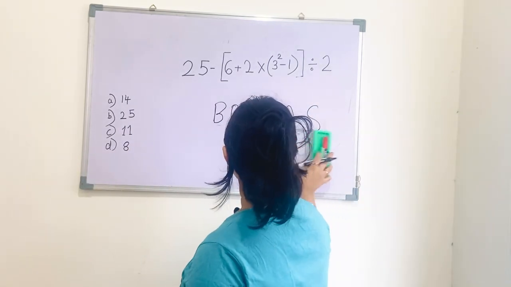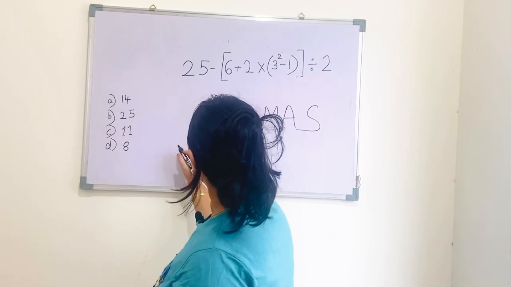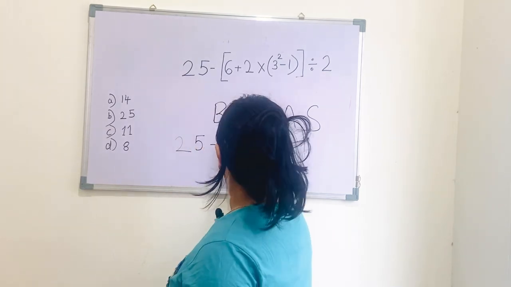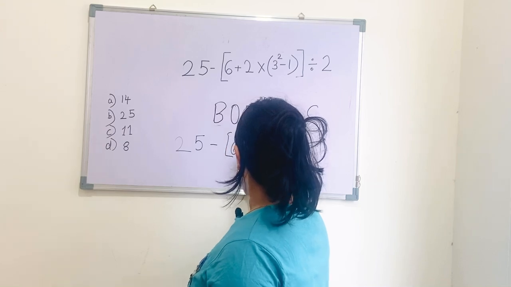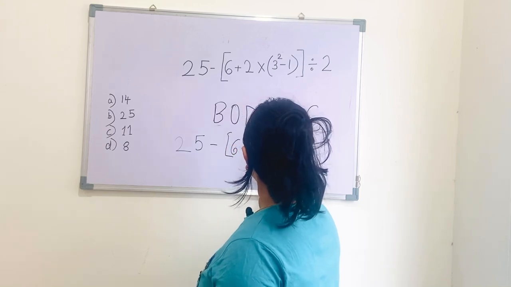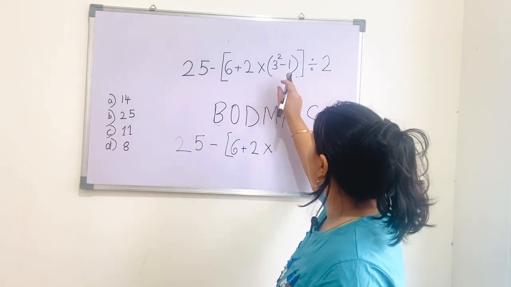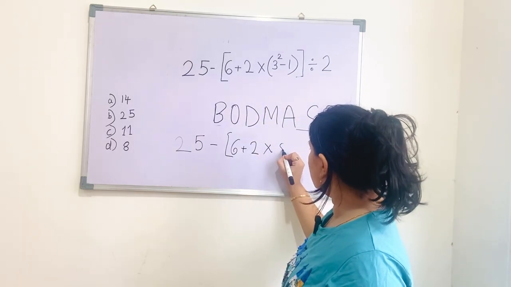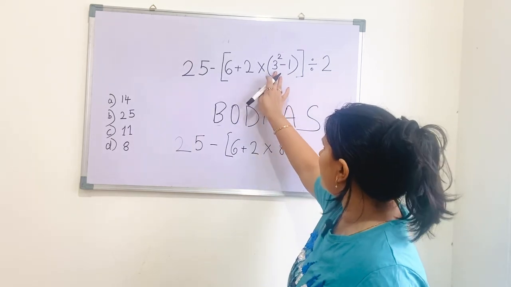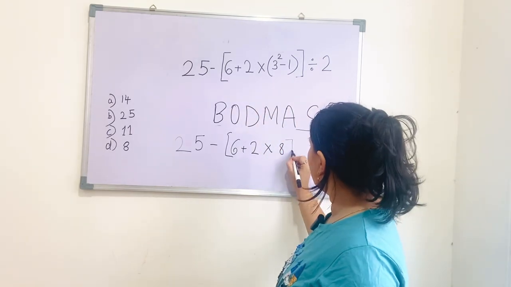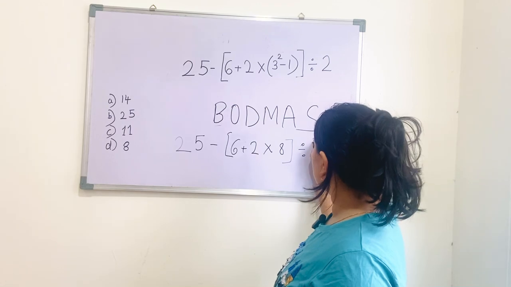See, we'll apply the BODMAS rule. 25 minus 6 plus 2 multiplied by 3 square, which is 9. 9 minus 1 is 8. Then we'll open this bracket, 9 minus 1 becomes 8, and then divided by 2.